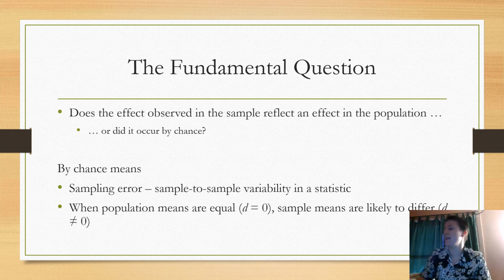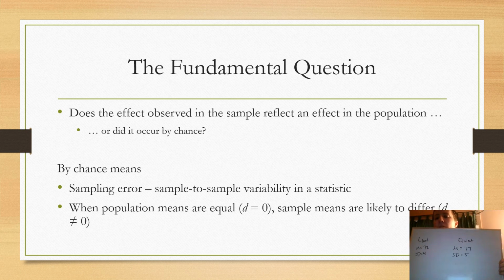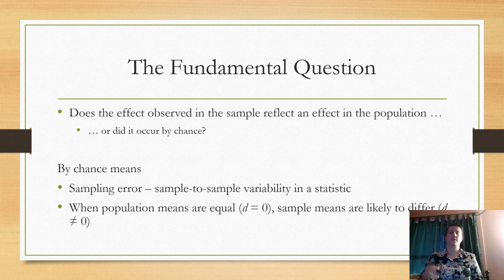These differences in our samples here, the mean of 77 for quiet, the mean of 72 for loud, and the appropriate standard deviations, is that something that happens in the population? If every person who takes an exam in a quiet testing condition is compared to every person who takes a test in a loud testing condition, are we going to consistently see that quiet performs better than loud? Is this something that is reflected in the population?